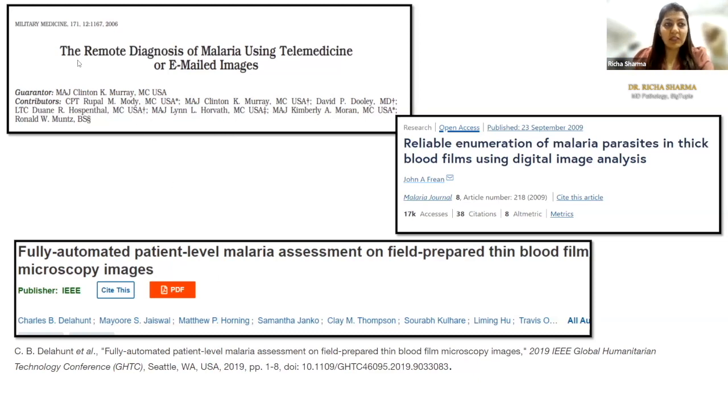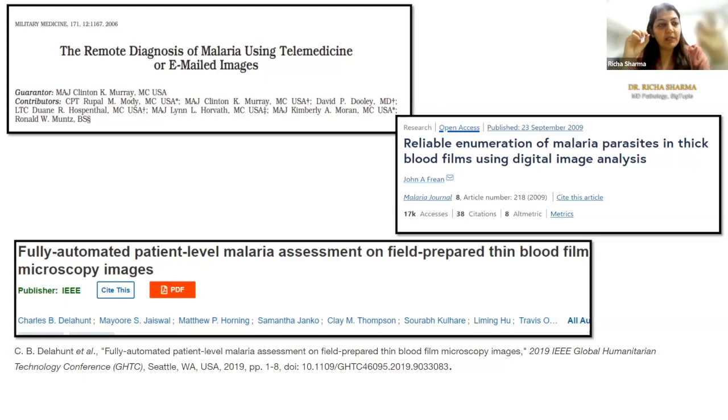In 2006, this paper was published, The Remote Diagnosis of Malaria Using Telemedicine or Email. At that time, email was prevalent. That was the commonly used technology. They published a paper in the USA, and they used to ask people in Indonesia and Thailand to send pictures of the blood smear, and the experts sitting in the USA would tell whether that's a malaria parasite or not. So they tried their best using the technology of that time.